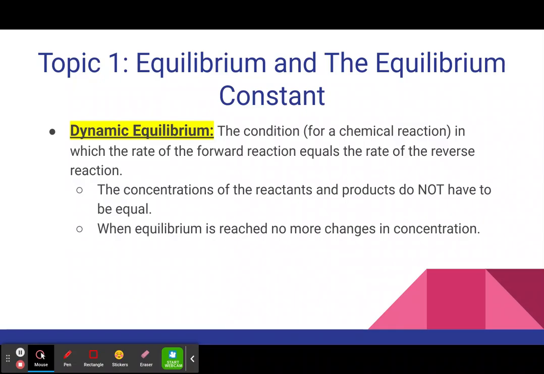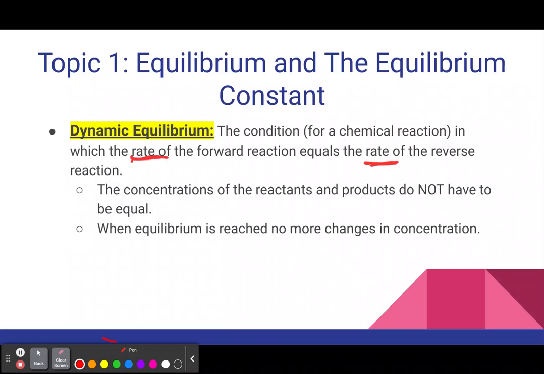So dynamic equilibrium is the condition for a chemical reaction in which the rate of the forward reaction is equal to the rate of the reverse reaction. And the word here, guys, that I want to point out as very important is the rate. So it's the rates of the forward and reverse reaction that are equal to each other.